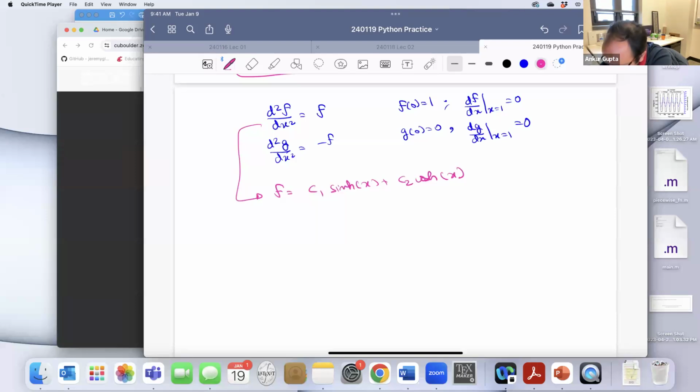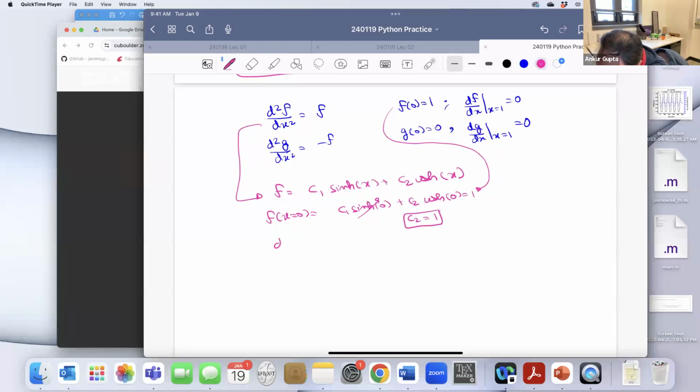We'll start with the first boundary condition, f at x is equal to 0, which is c1 sinh of 0 plus c2 cos of 0. This is equal to 1 from the boundary condition. The first term goes away because sinh of 0 is 0, and cos of 0 is equal to 1. So c2 essentially becomes 1. That is the first value, c2.